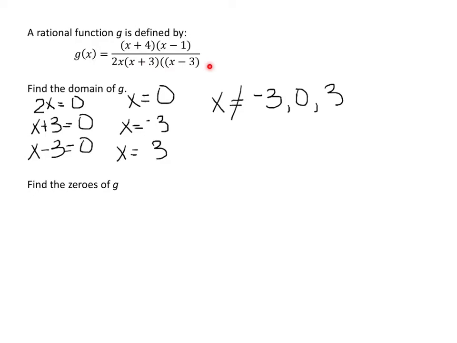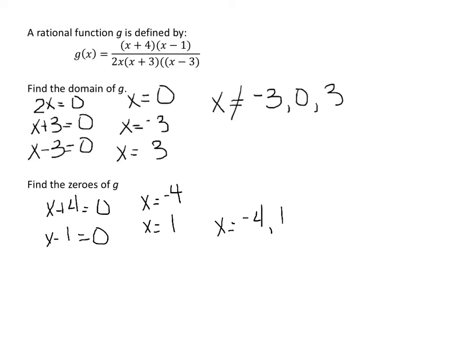Finding the zeros then is quite a bit easier. The zeros are going to be where your numerator is equal to 0. So either x plus 4 or x minus 1. So those are your zeros, -4 and 1.